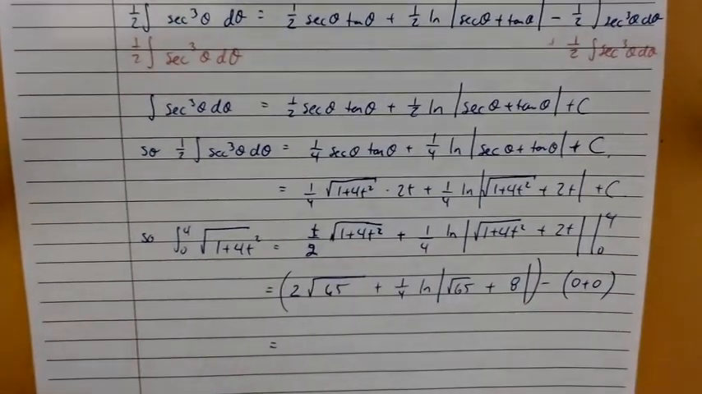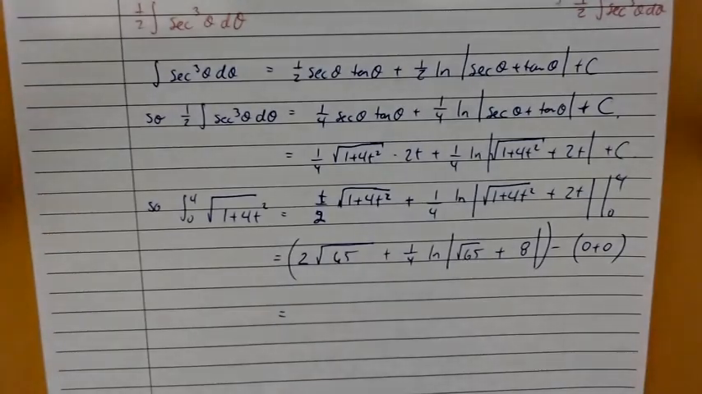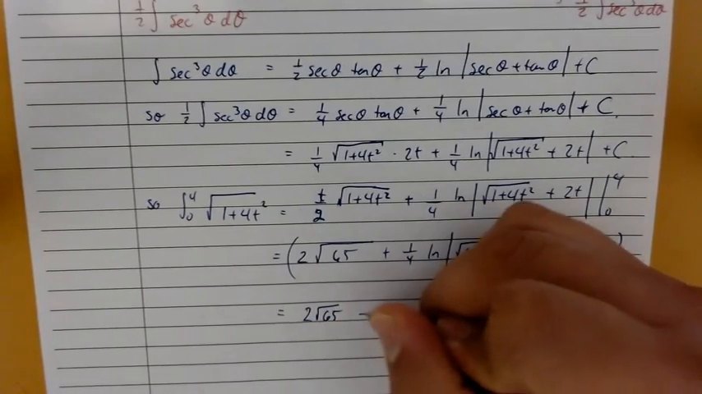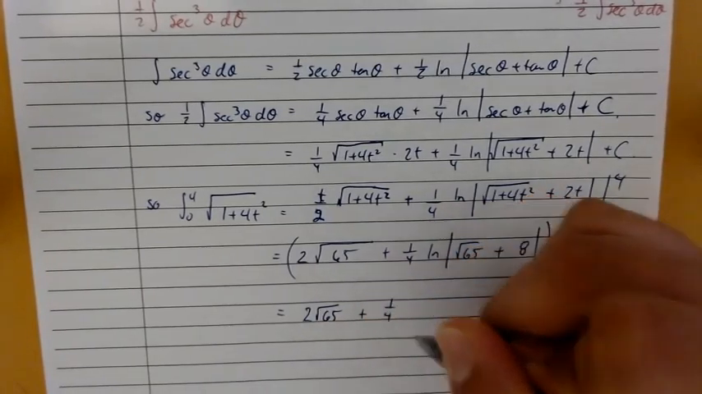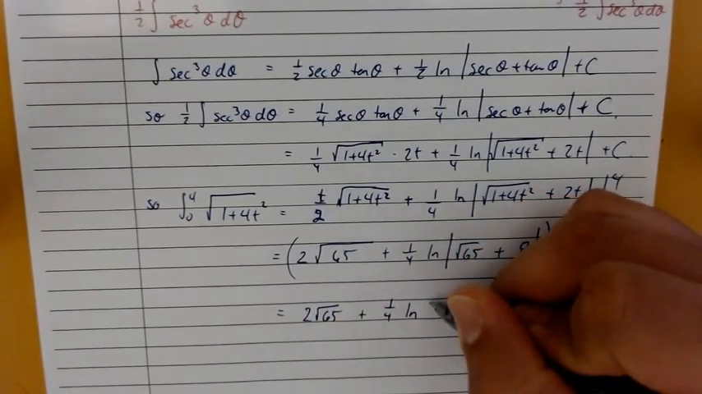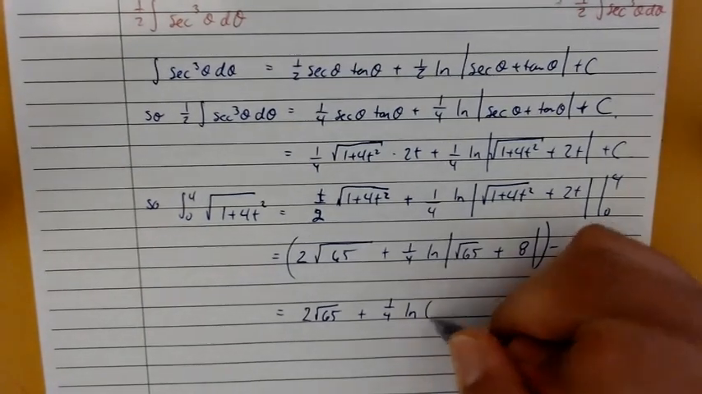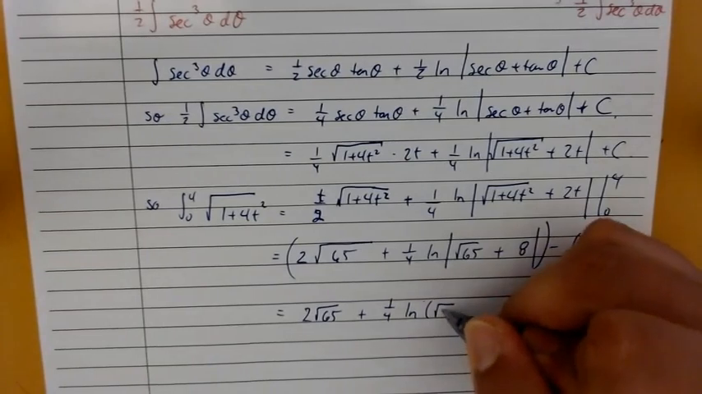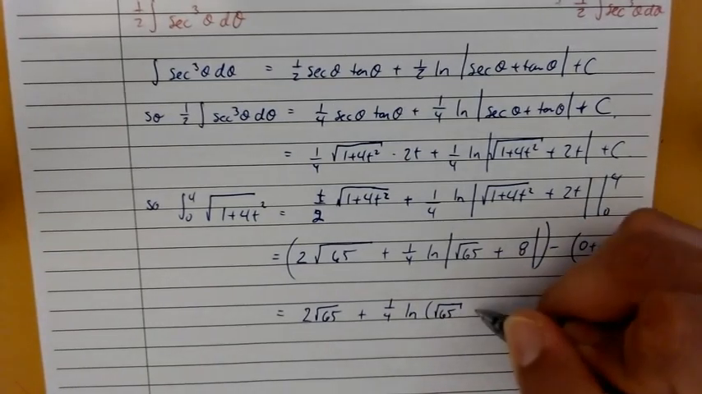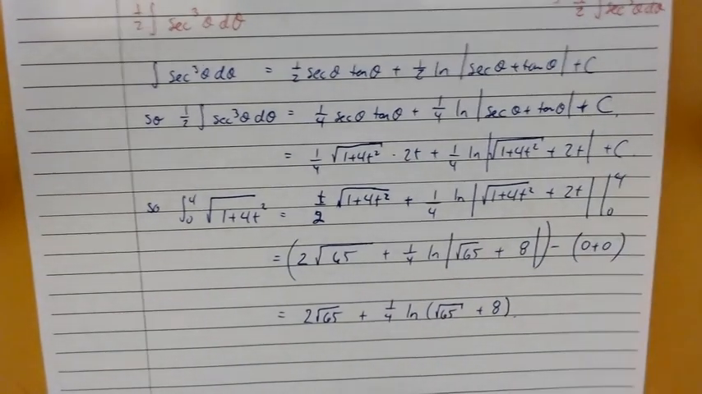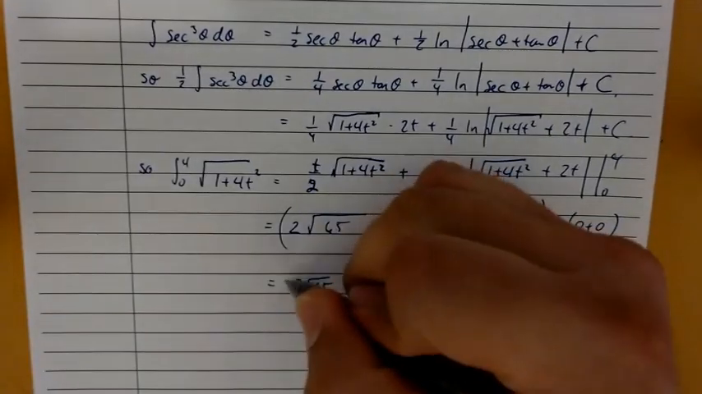And in the end, we get our result, which is 2 root 65 plus 1/4 the natural log of, here we don't need the absolute values because those are both positive numbers anyway. The natural log of root 65 plus 8, which, okay, may not be the nicest number, but it is our result.